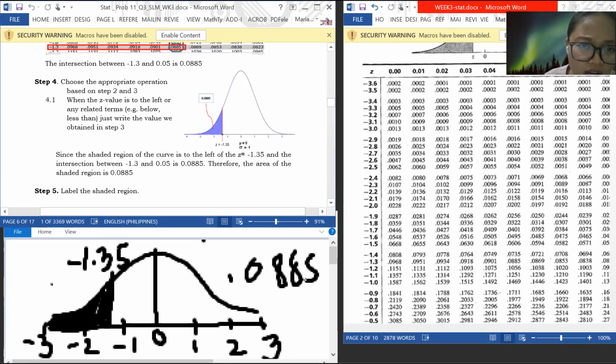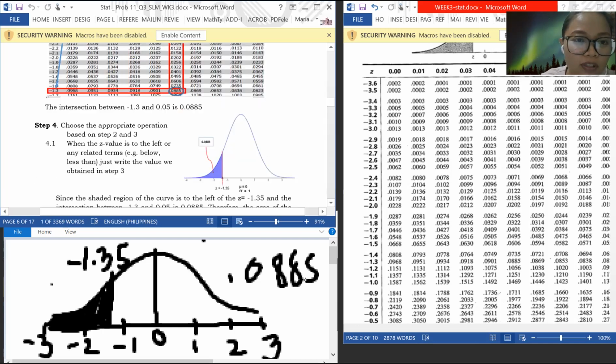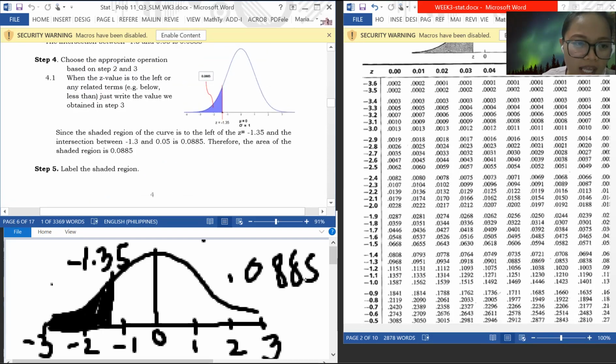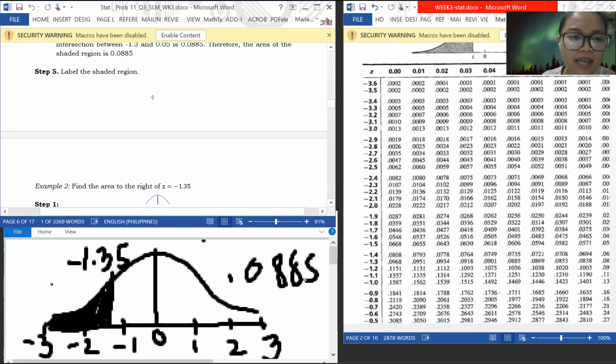Choose the appropriate operation. When the z value is to the left, it means less than. The table represents all values to the left, so there is no problem; the table value is automatically your answer. Then label your shaded region. Since the shaded region is to the left of negative 1.35, and the intersection between negative 1.3 and 0.05 is 0.0885, therefore the area of the shaded region is 0.0885 or 8.85%. Got it? That is step 5.